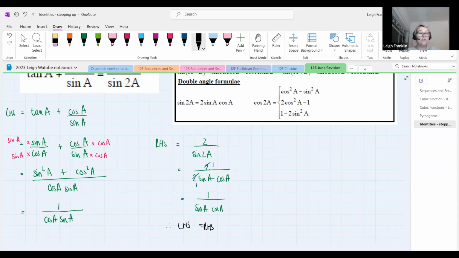All right, and now you are allowed to conclude that the left-hand side equals the right-hand side. Okay, so as long as you split the left and the right, you can work with them separately, but you cannot work with them while they are still equal to one another. All right, very important. Okay, well done.